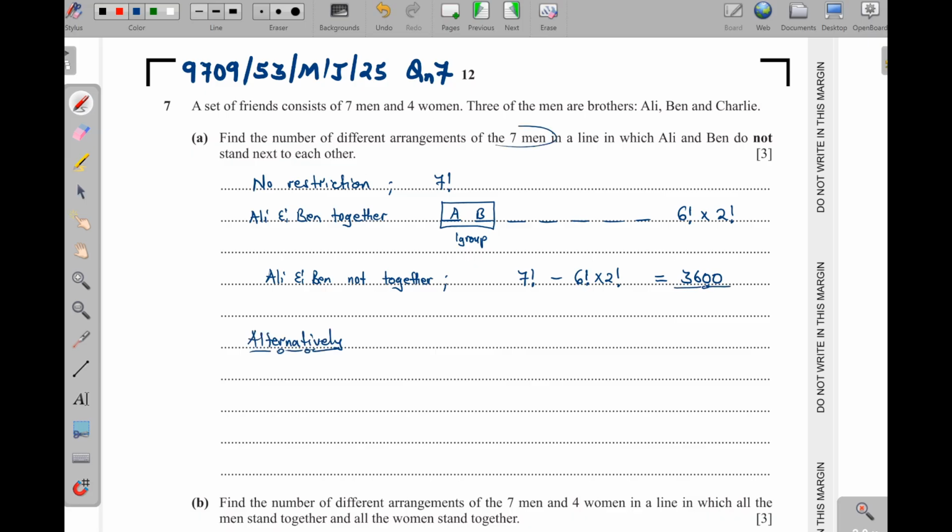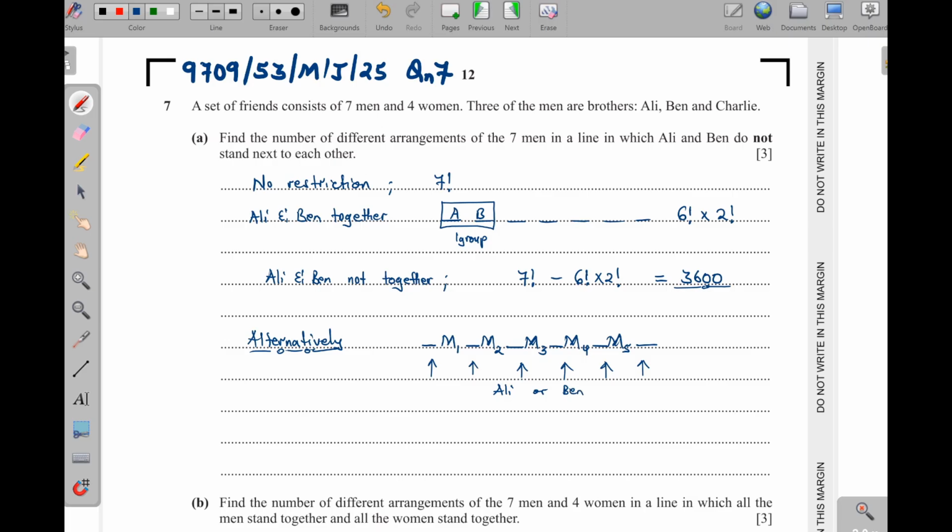Alternatively, these are 7 men. So if there are 7 men, I'm going to consider 5. First take off these 2, then we remain with 5, right? So there is man 1, man 2, man 3, man 4, man 5. You see? Then from here, these are the spaces where I can place these 2. There is a space here, here, here, here, here, and here. In here, I can put Ali or Ben, wherever. You see that? So that is where we are putting Ali or Ben.